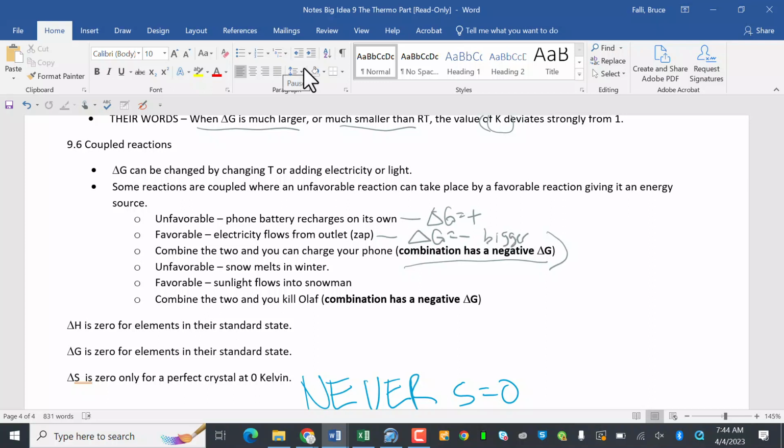Unfavorable, snow melts in the winter. Favorable, sunlight flows into snowman. Combine the two and you kill Olaf.